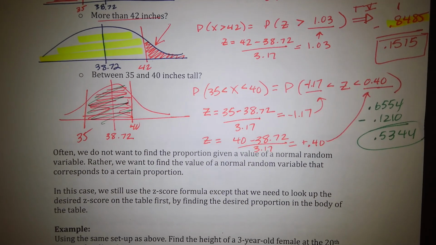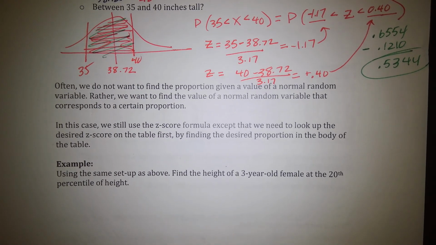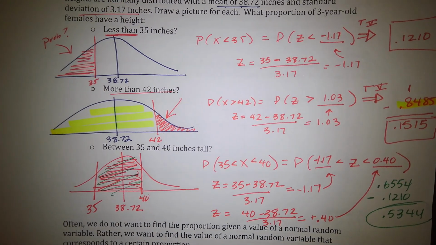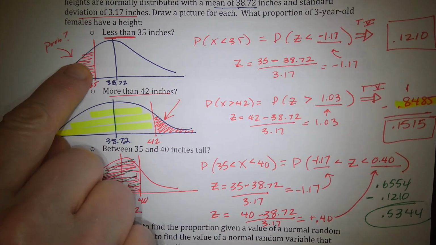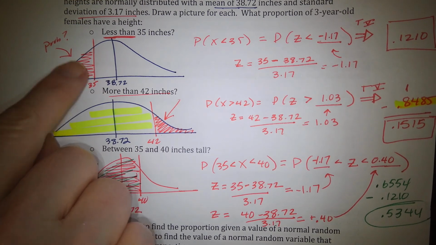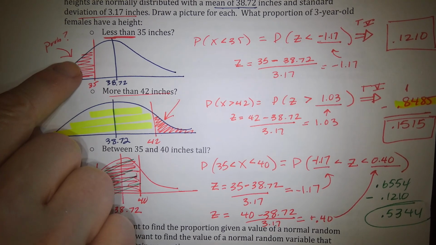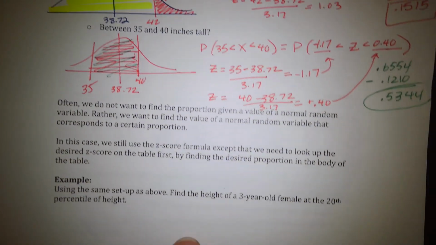One last little thing from this section before I move on to the next section is sometimes we do not actually want to find the probability given a value of a normal random variable. Rather, we want to find the value of the random variable that corresponds to a proportion. In other words, if you look back at these cases that we had up here, you were given a child's height and you were asked to find the probability of something occurring. What if the question was backwards? What if I said, here's the probability, in other words, maybe this child is in the 12th percentile for height. Could you go work backwards and find out what their height is? And that's what we're going to do in these last couple cases down here.